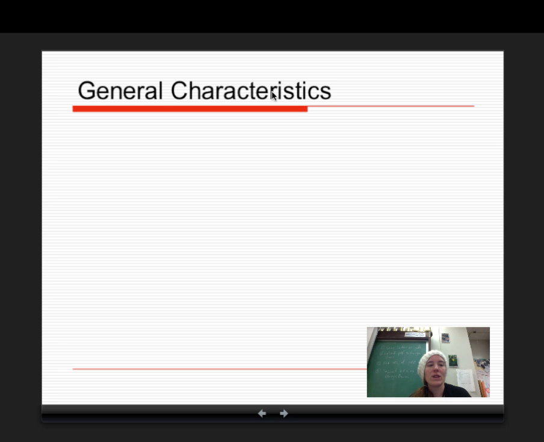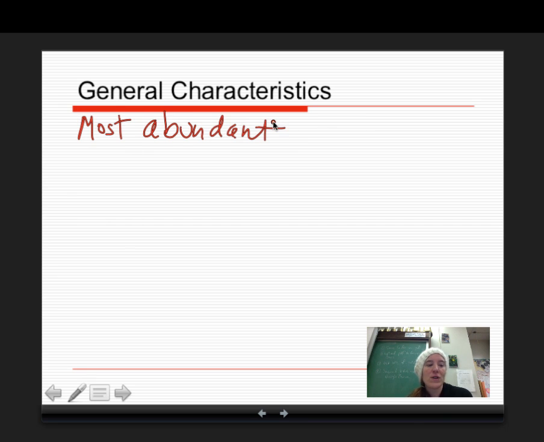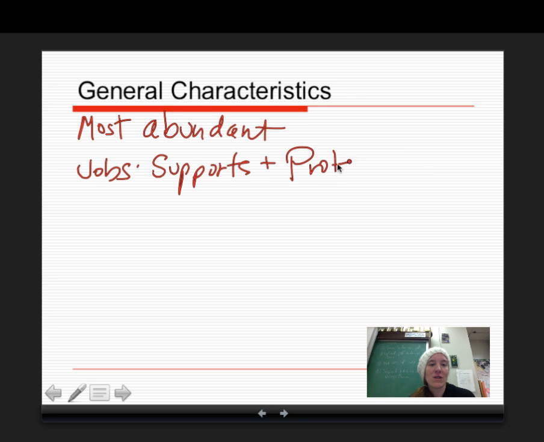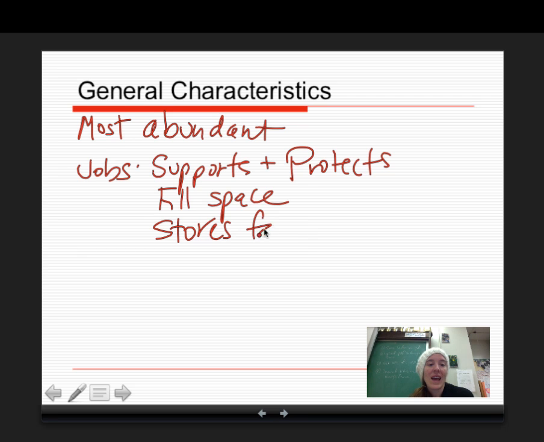So let's talk about the general characteristics of connective tissue. First, we did say that it was the most abundant, so that's an important aspect to remember. But let's talk about all the different jobs that it does. First, it supports and protects, and that's really important. We need to have that in our body to make sure that our organs are protected, among other things. Next, it helps to fill space because not all of our cells are touching one another, so we need something that is filling the space between them. We have fat storage. And we have production of blood cells, which is really important.